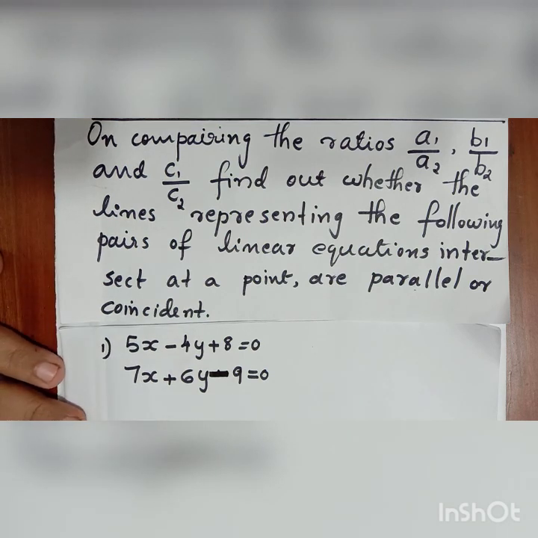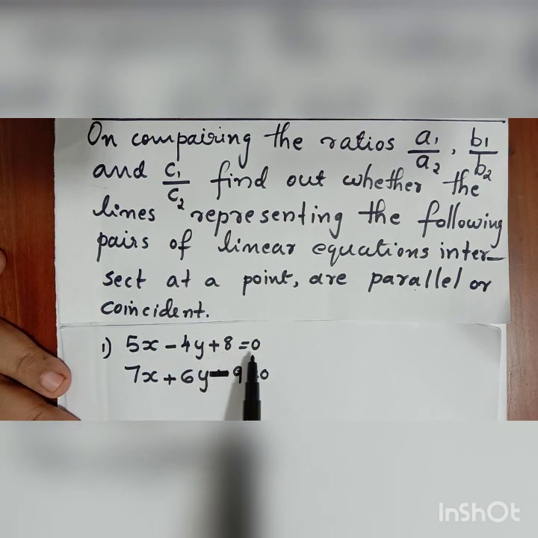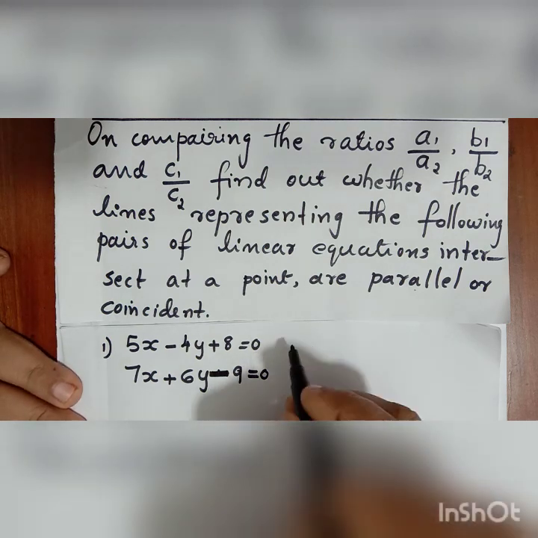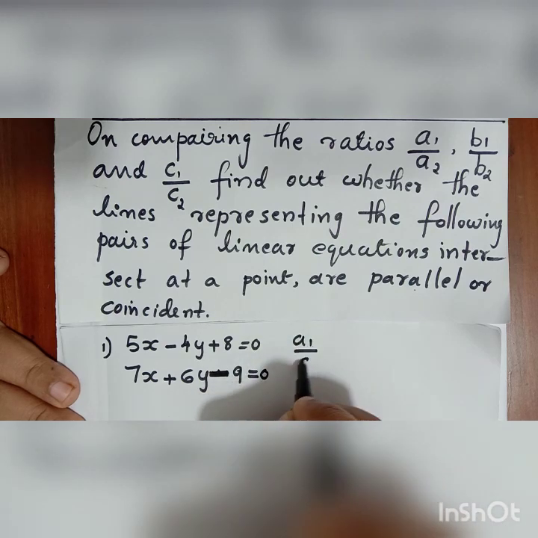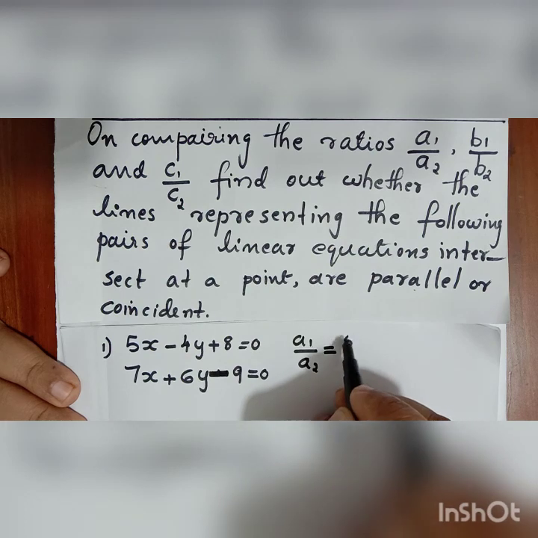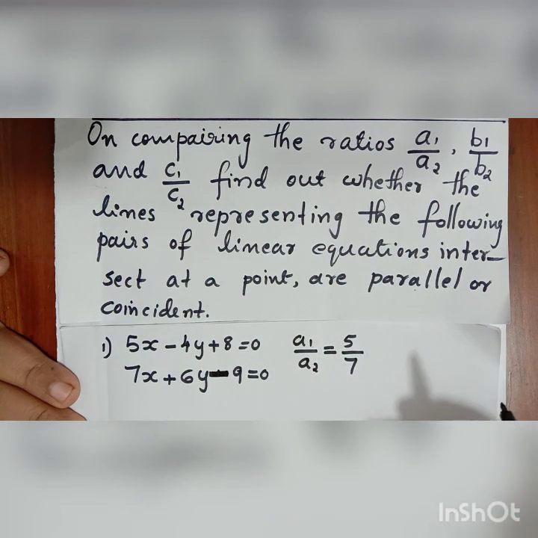Let us see the equations. The linear equations are 5x minus 4y plus 8 equal to 0, and 7x plus 6y minus 9 equal to 0. What is our A1 by A2 now? That's equal to 5 by 7.